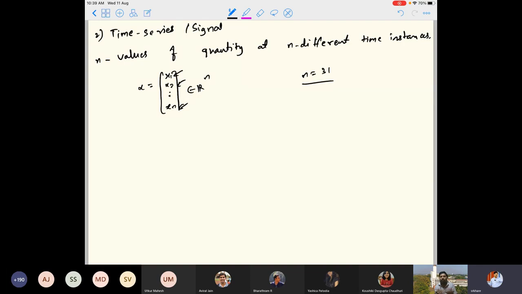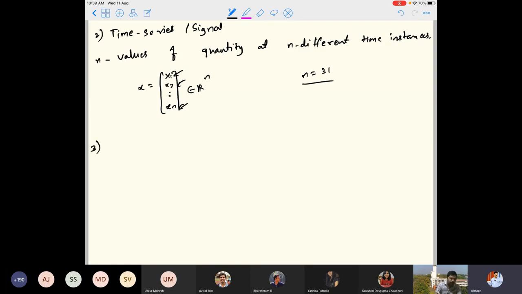Another thing is the amount of rainfall in KGP in the month of August, right? First day of August, second day of August, you will write the rainfall. So x1 is the x1 mm on 1st August, x2 mm on 2nd August, and so on, right? So that is something that you can use vectors for.